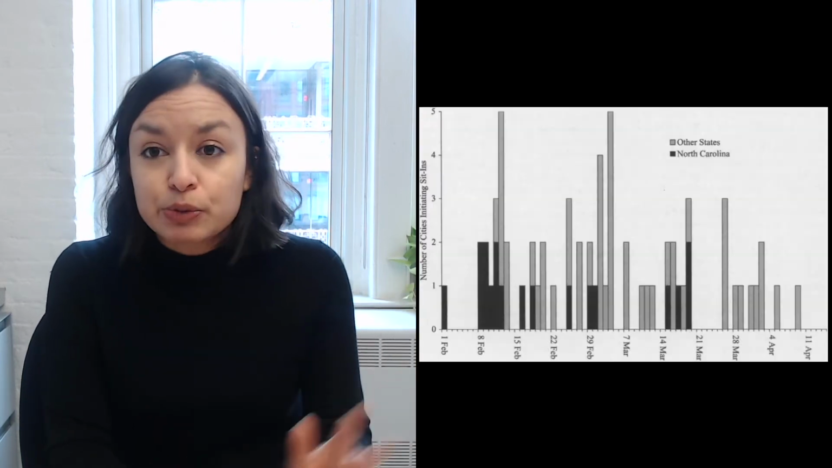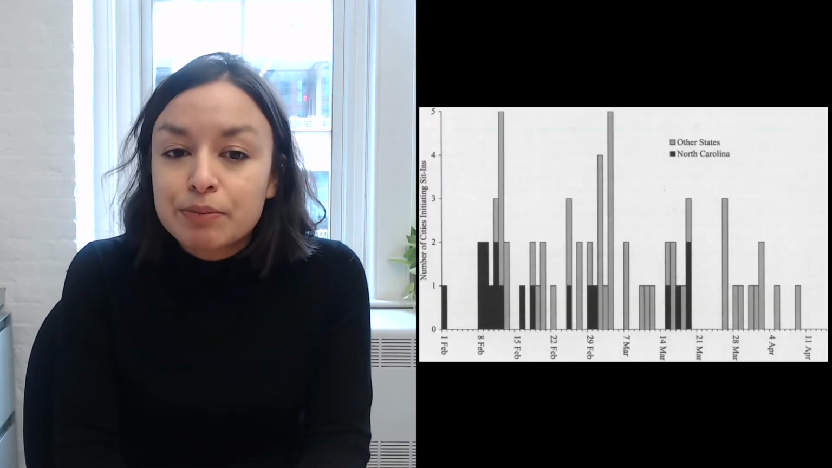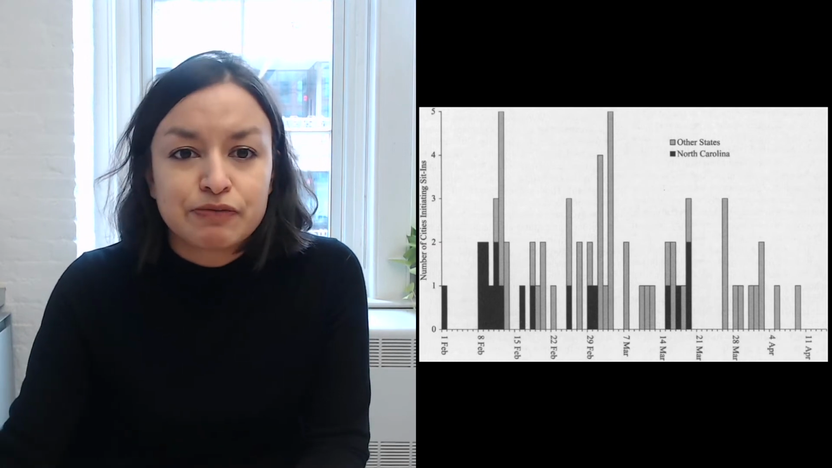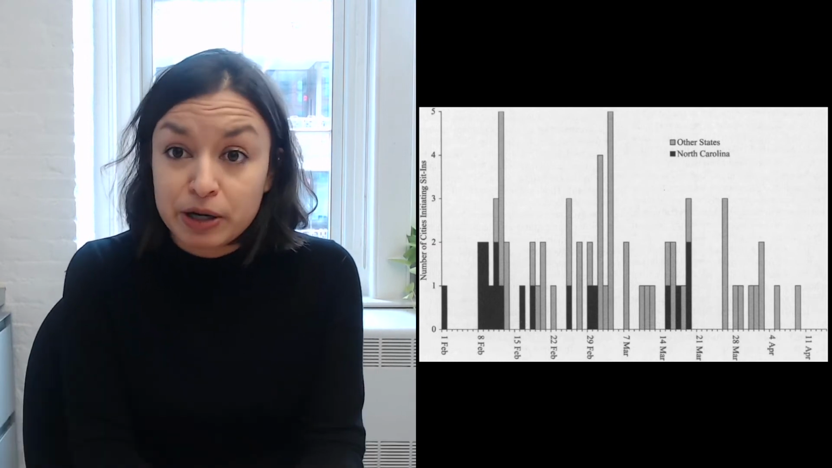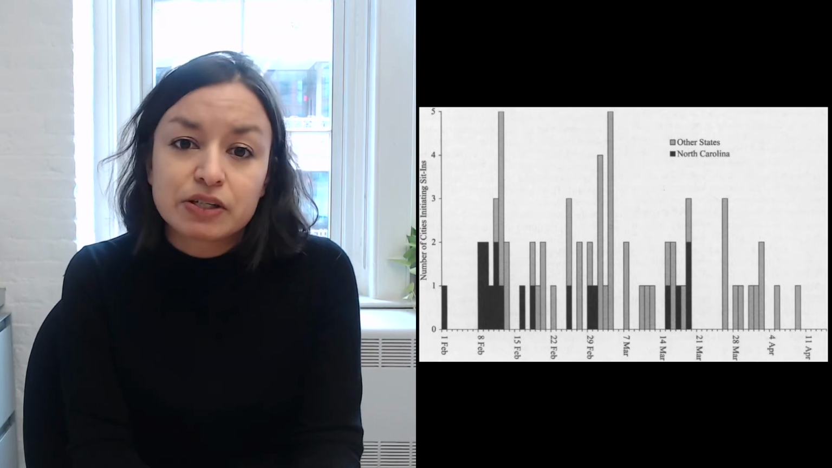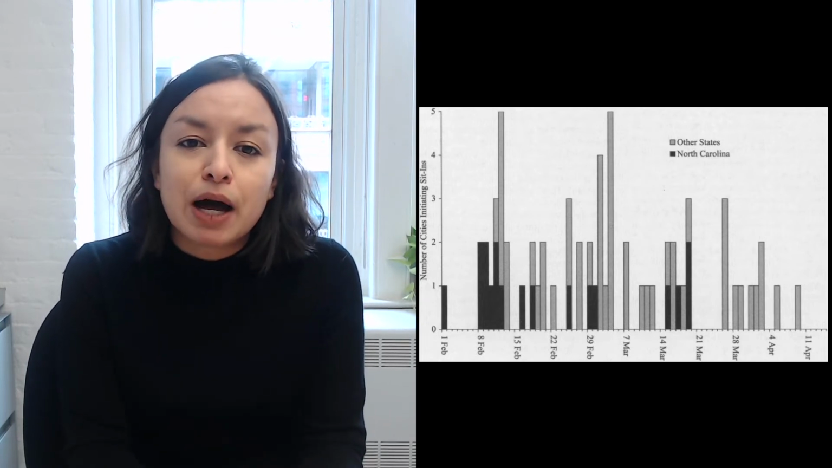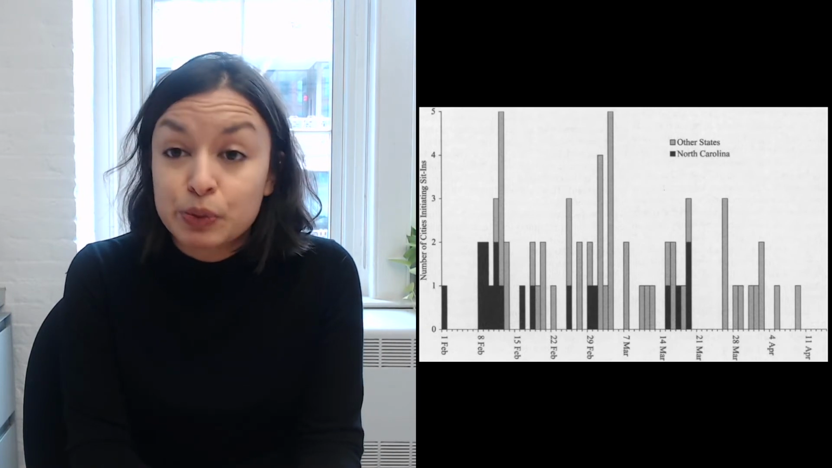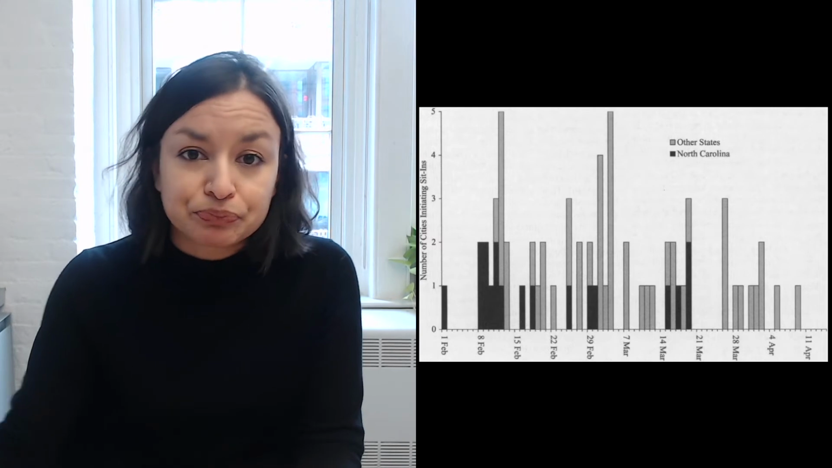This figure, which is also from the paper, shows the number of cities that had sit-ins following the one in Greensboro on February 1st. Within 2 months of the initial sit-in, sit-ins had been organized in nearly every southern state in the U.S., with the exception of Mississippi.